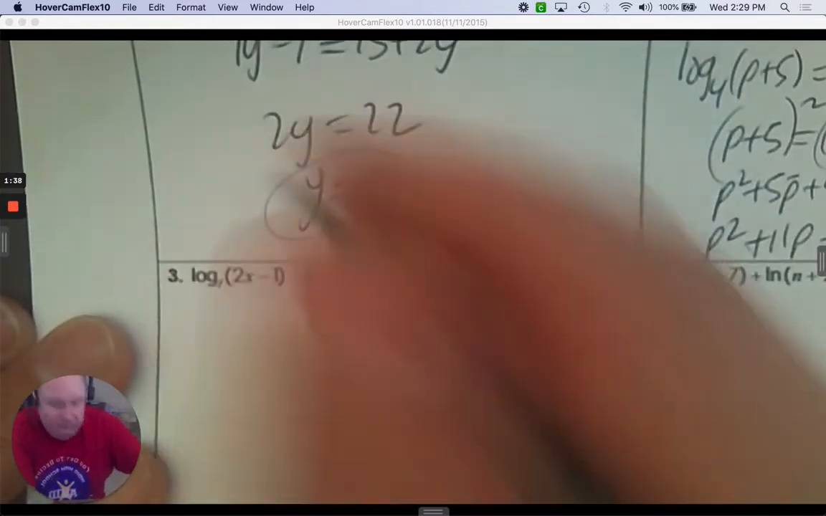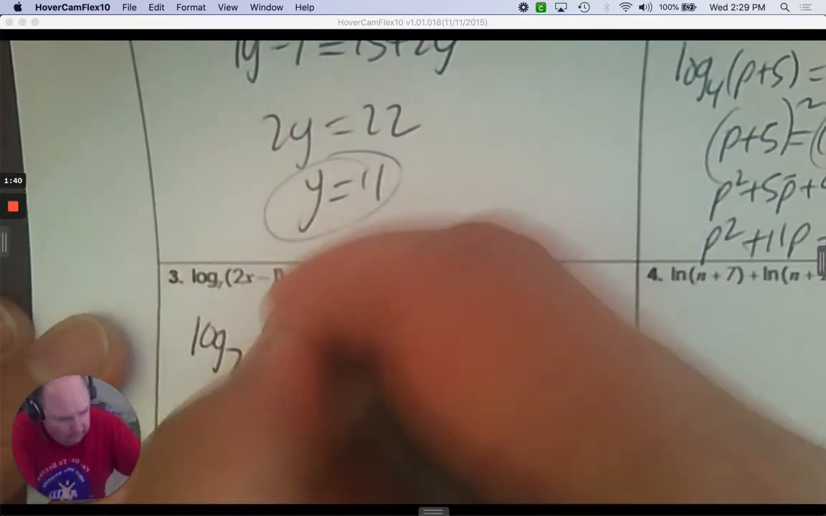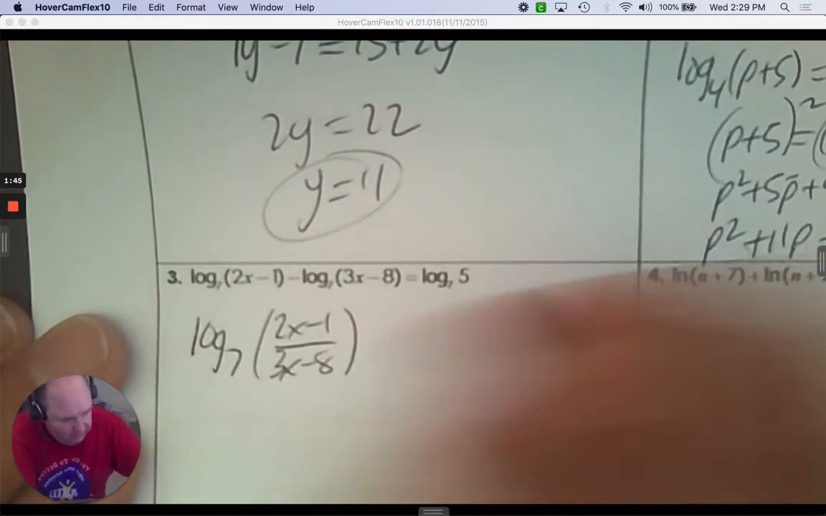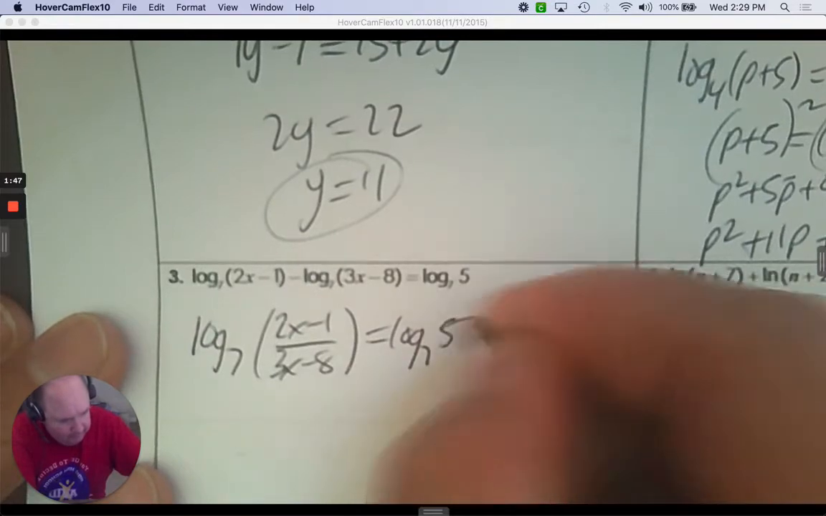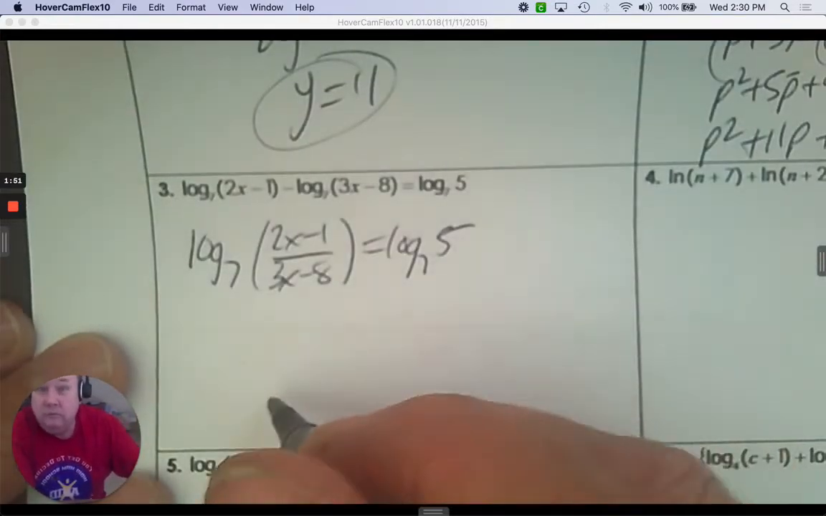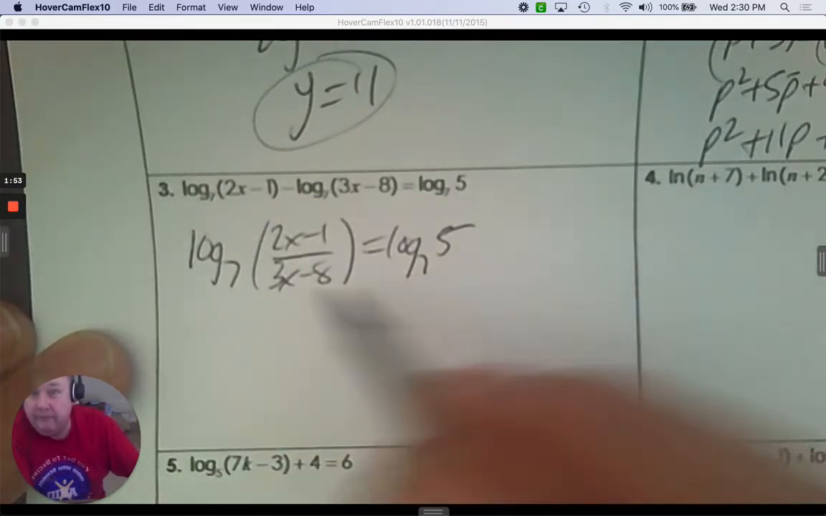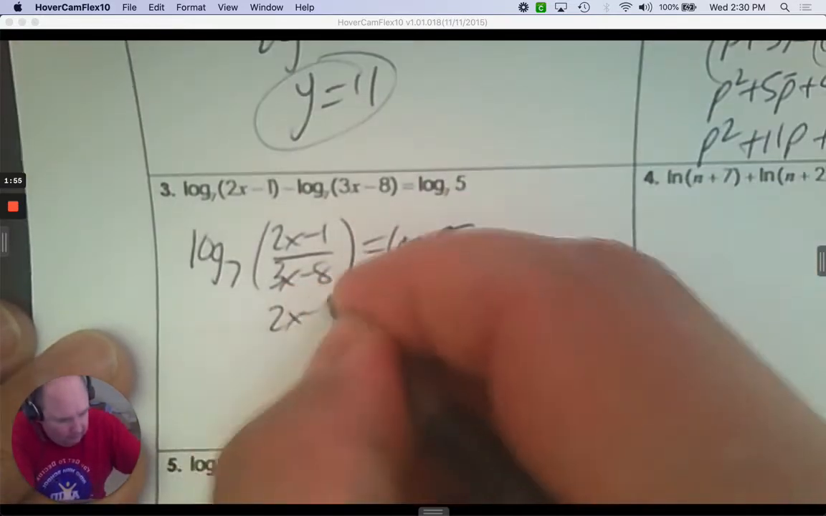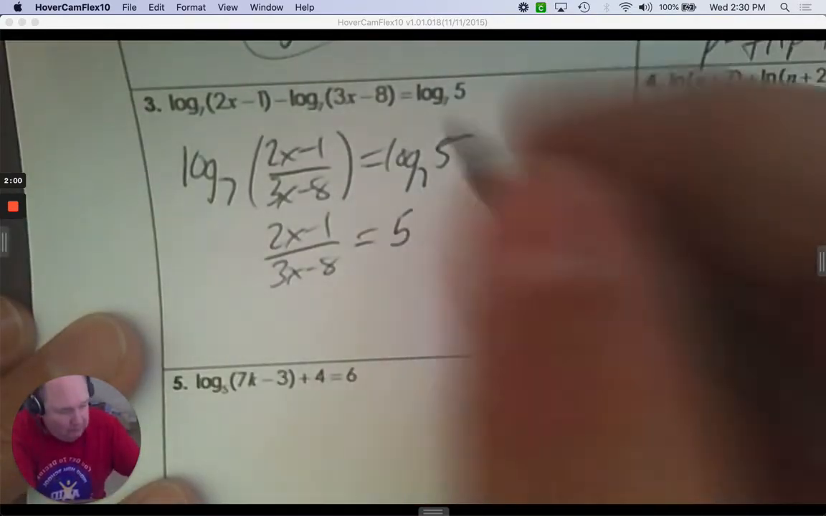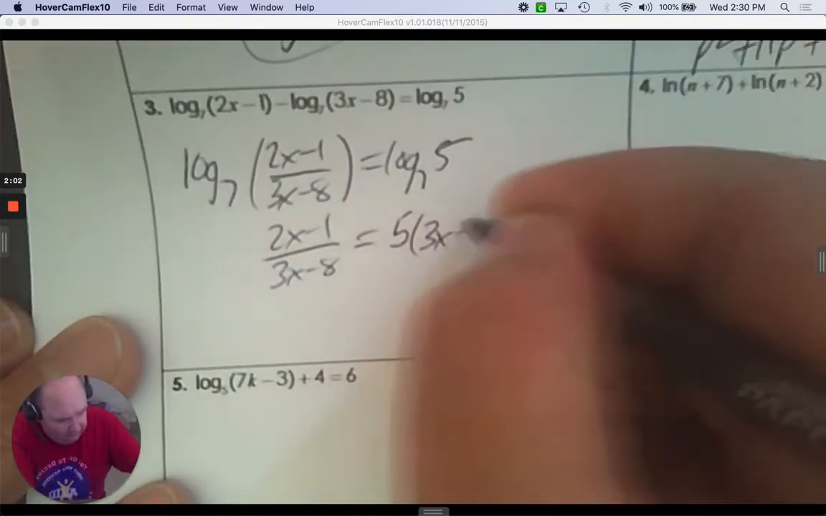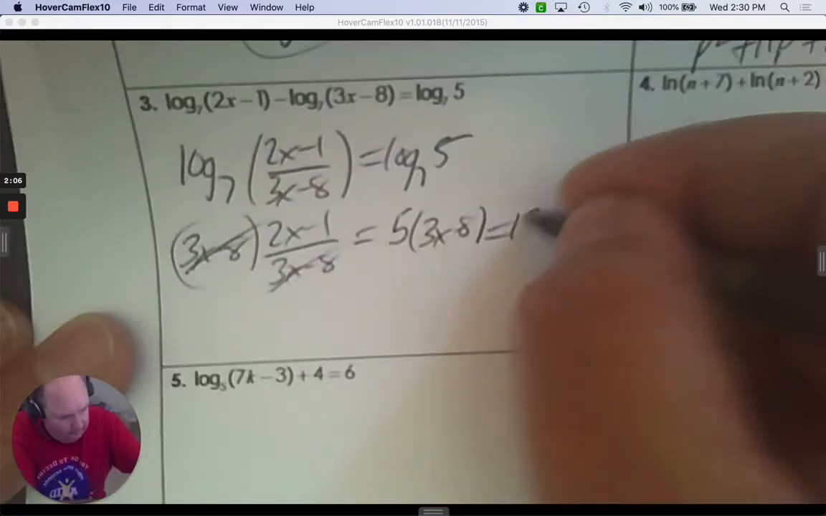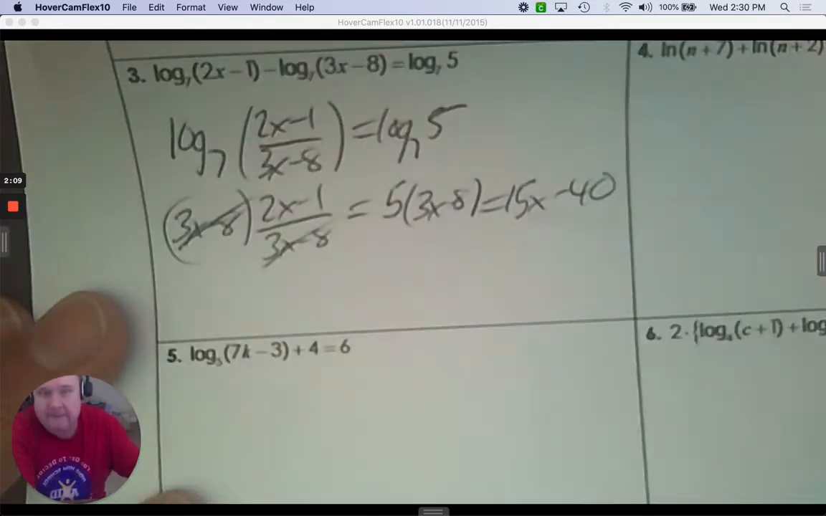Number 3. Solve this logarithm. We're going to write it as one logarithm to begin with. That's 2x subtract 1 divided by 3x subtract 8. Next, we're going to make them equal to each other. We're going to multiply both sides by 3x subtract 8. And that becomes 15x subtract 40.